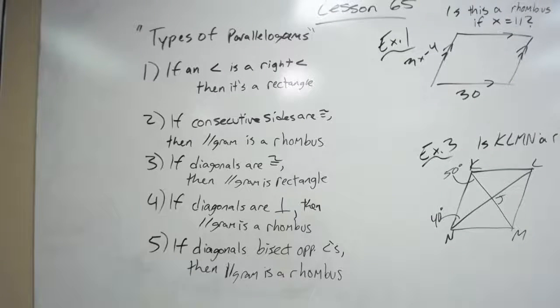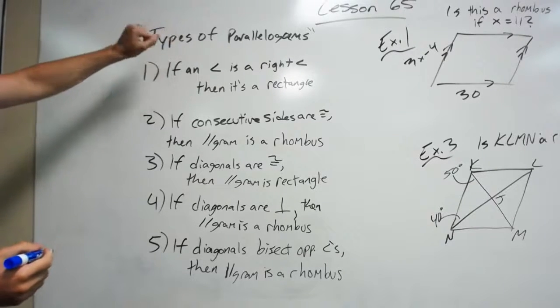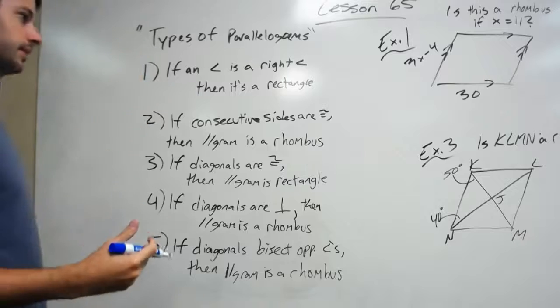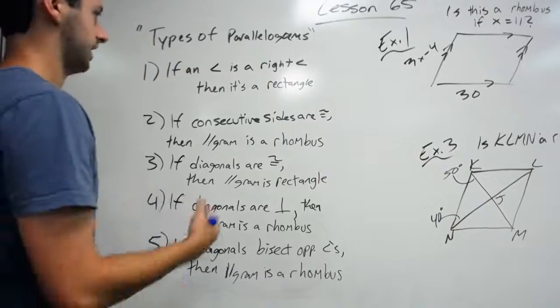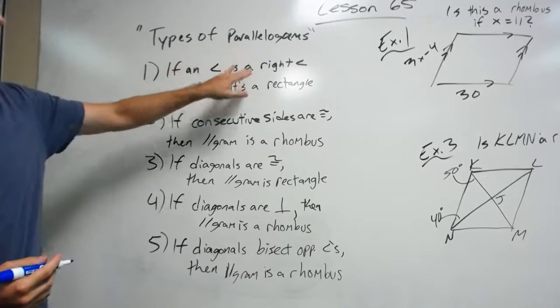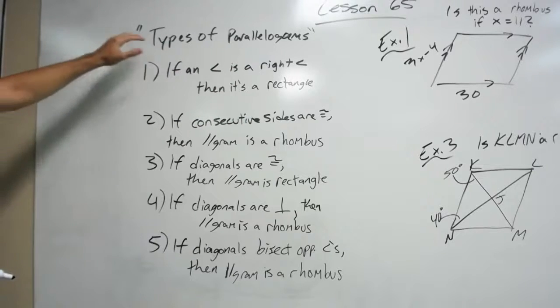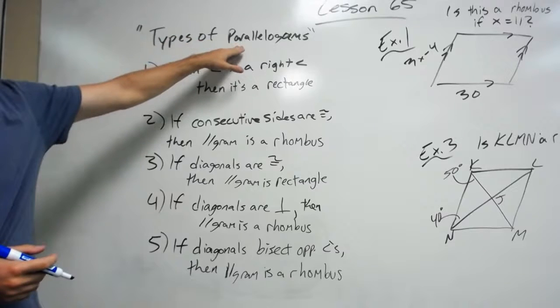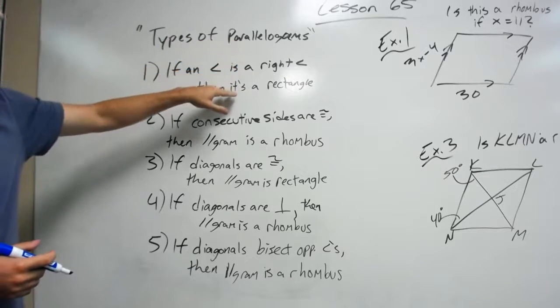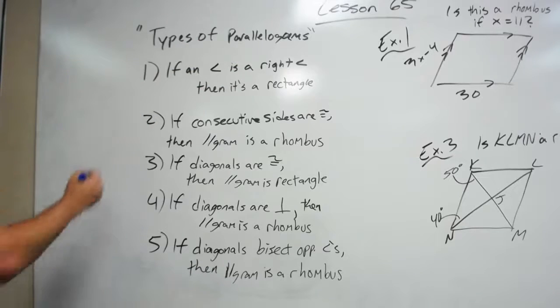In lesson 65, we're going to dive into distinguishing types of parallelograms. A parallelogram is automatically assumed to have opposite parallel sides, but that is more broad than some of the definitions we're going to have here. So we're going to see if we can go from the broad name parallelogram to a more narrow type of quadrilateral. Let's look at different properties here.